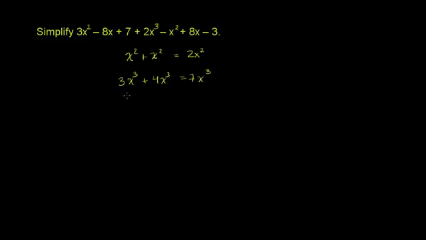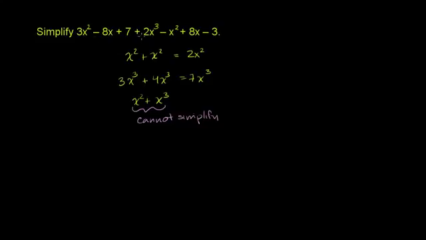I can't take an x squared and add it to an x to the third. I cannot simplify this in any way. These are not like terms just because they both have x's. The x's are not to the same degree. So with that in mind, let's look at the x's that are to the same degree. Let's start with the highest degree.